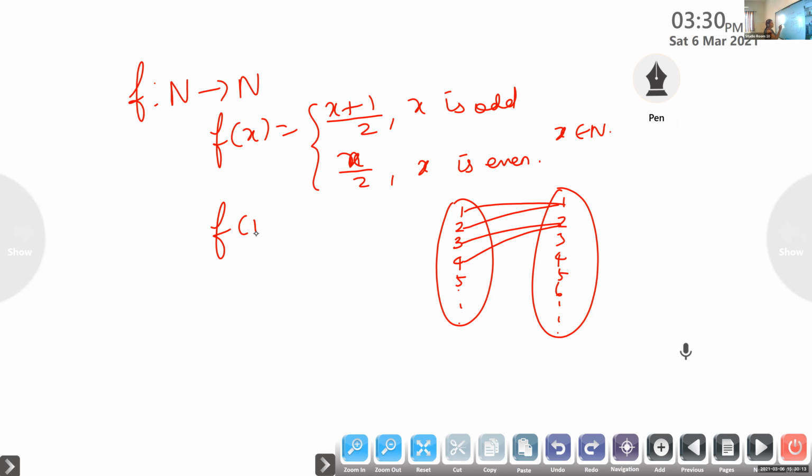f of 1 is equal to f of 2. Distinct elements have the same image. Therefore, f is not one-one.